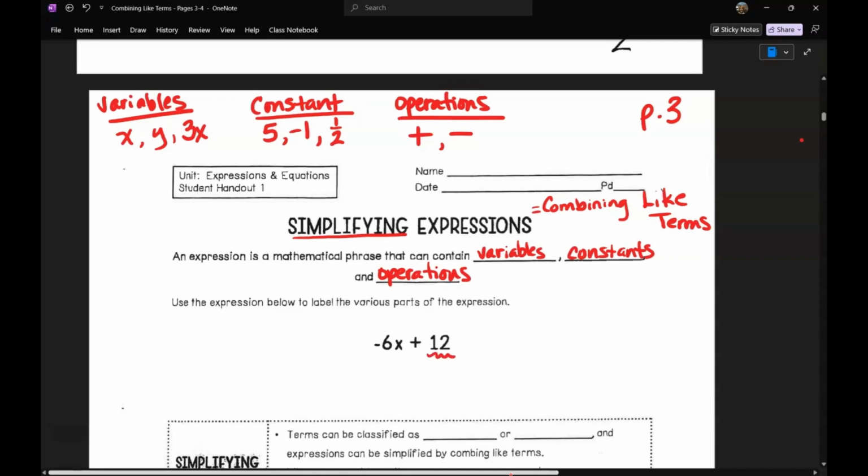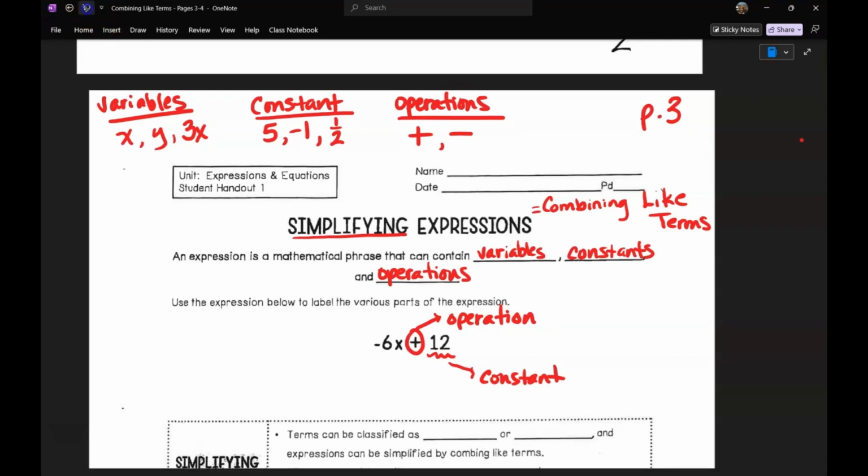So the 12. Well, is that a variable, a constant, or an operation? 12 is always 12. That is a constant. The plus. Plus tells us what to do. That is an operation. It's a verb. It's just one operation, not a lot. And then the negative 6 and the x, all of this together is called a term. And the term has a variable.